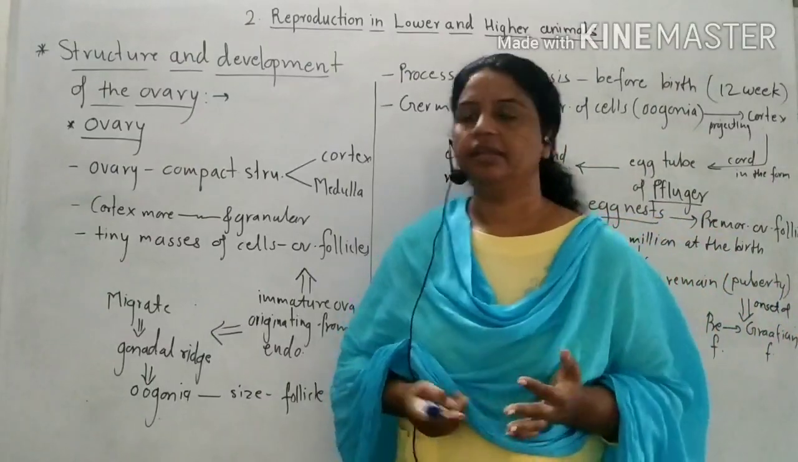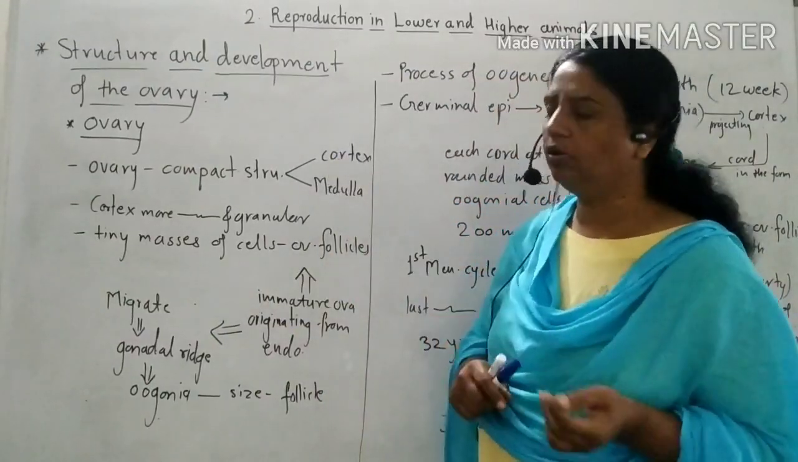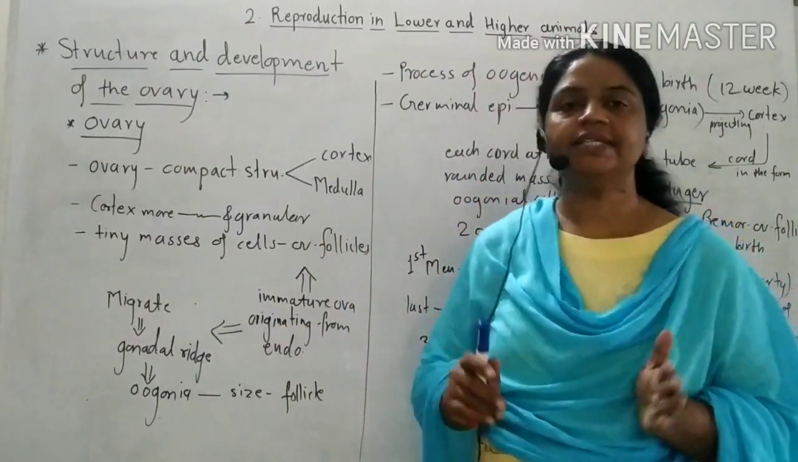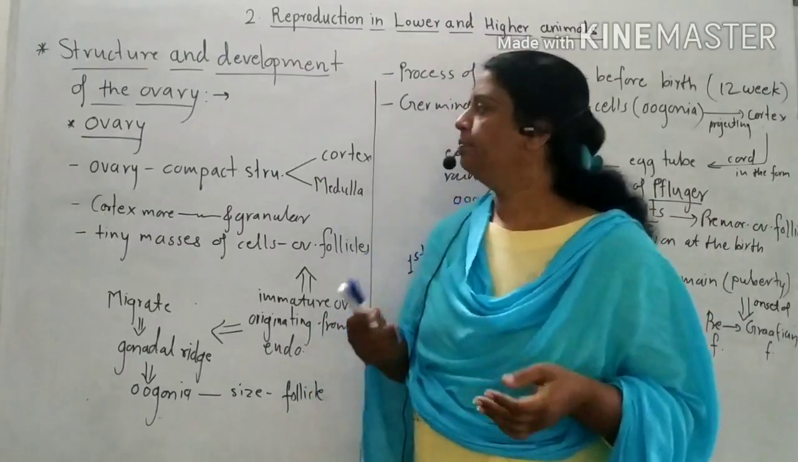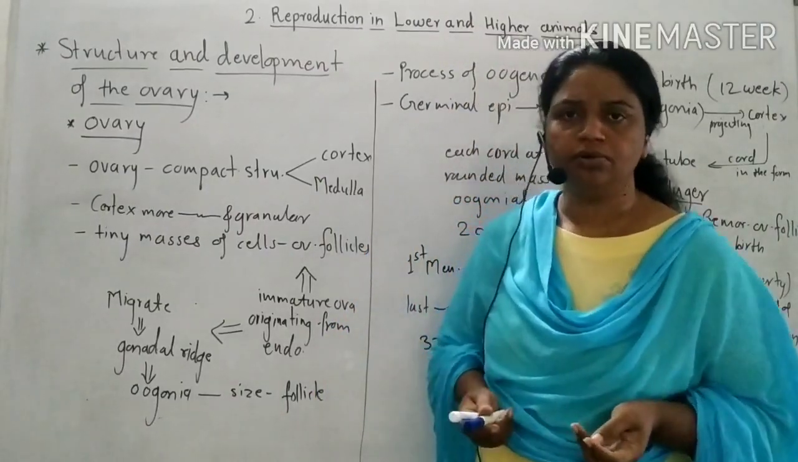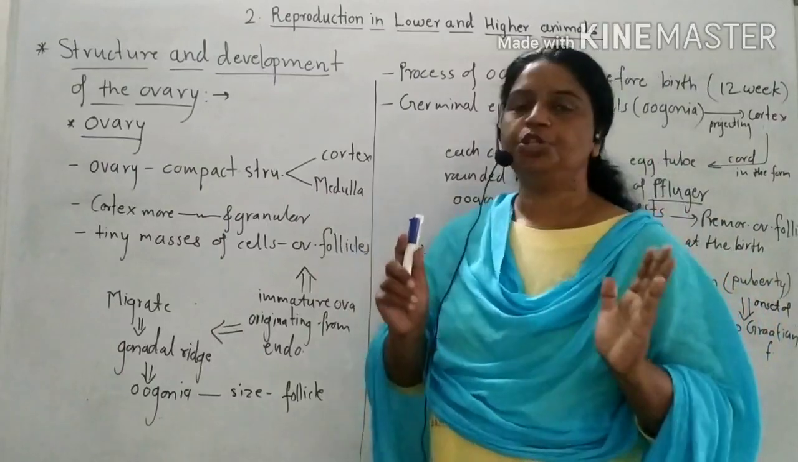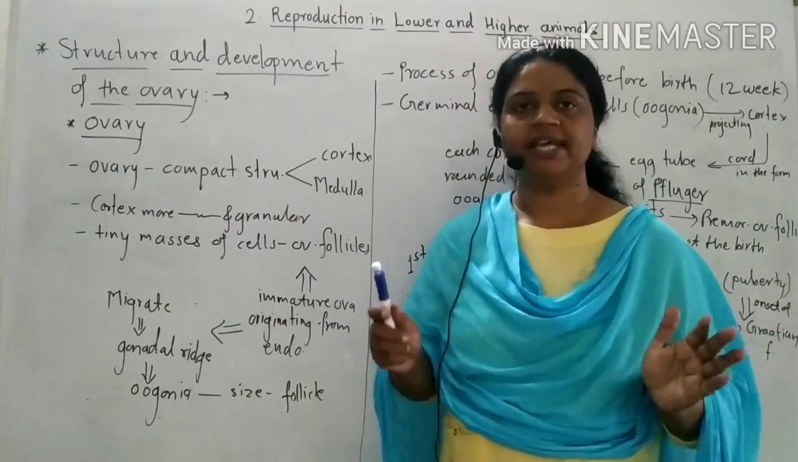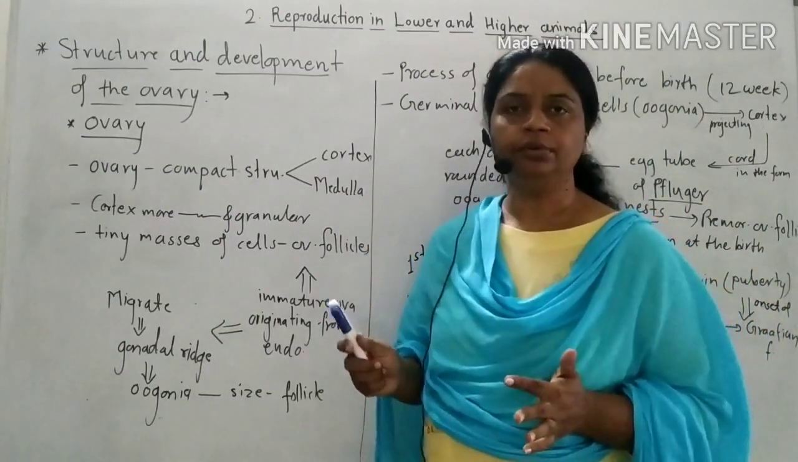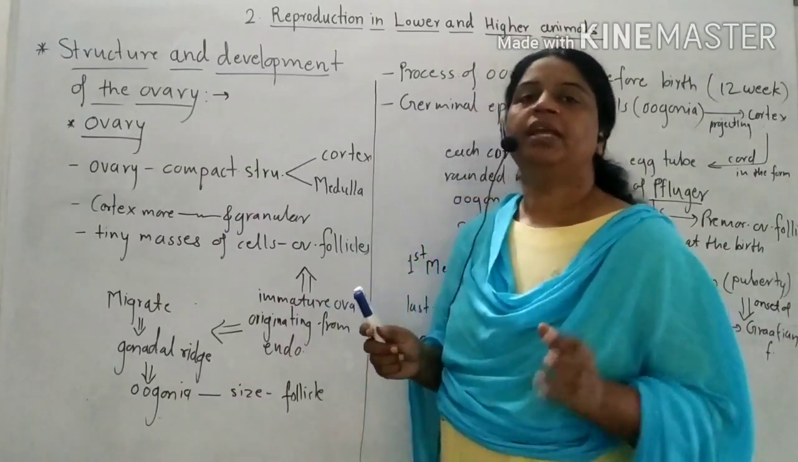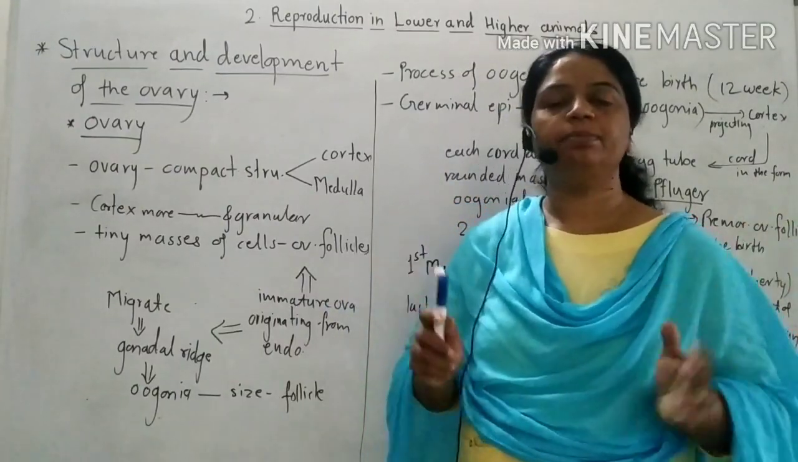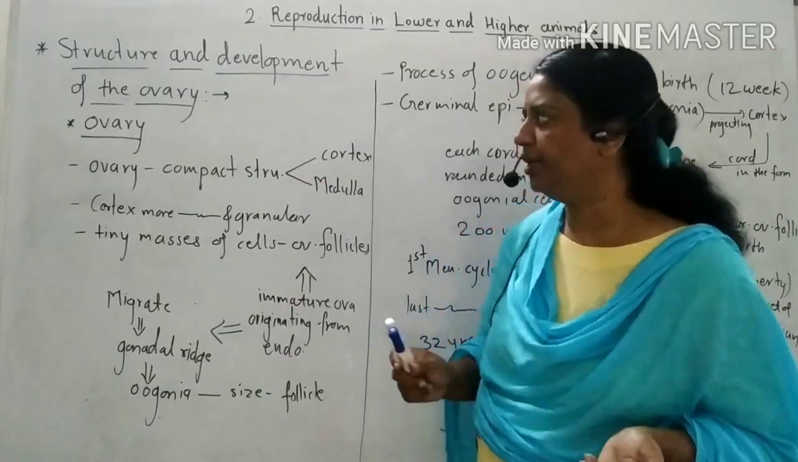Here we will start the next topic, structure and development of the ovary. The ovary is a female sex organ. It produces eggs and hormones. It is situated in the pelvic region. Its size is 3 into 1.5 into 1 centimeter. It is almond shaped and present in the pelvic cavity just below the kidneys.